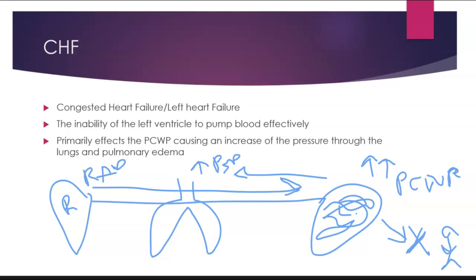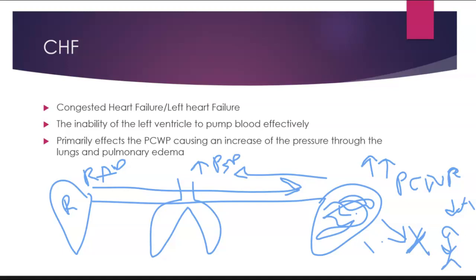But because the blood isn't actually coming out of this left ventricle very well, typically you will see a decrease in systemic vascular resistance because you don't have any cardiac output. Your cardiac output's going to be decreased.